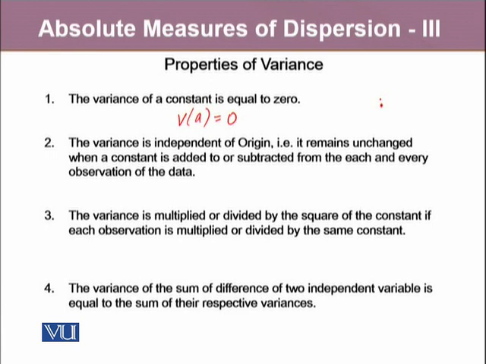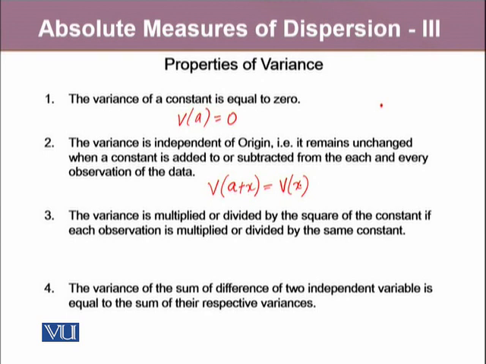The second property talks about that the variance is independent of origin, which means that if we add a value into a variable, the variance remains the same. It won't have any effect on the variance of the data.